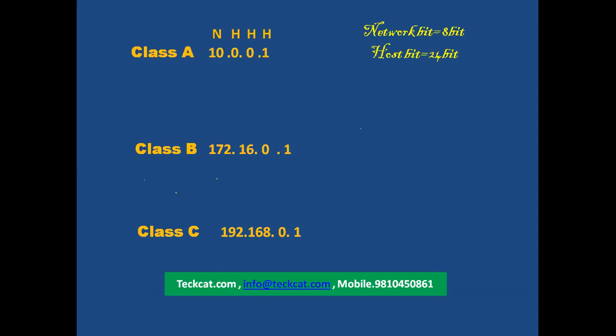And in class B, these 2 portions are network bits and these 2 portions are called host bits. Now, if somebody asks you how many network bits in class B and how many host bits in class B, 16 bits are network bits and 16 bits are host.